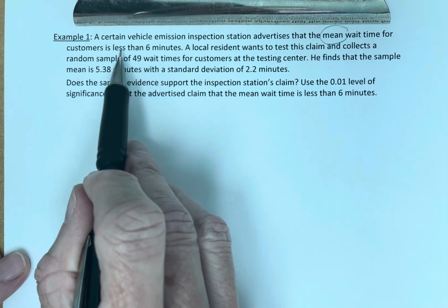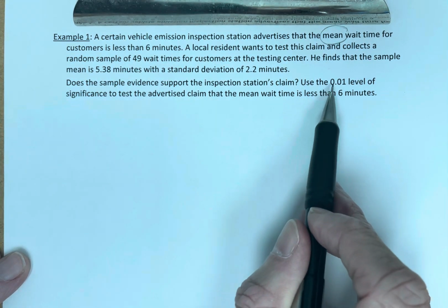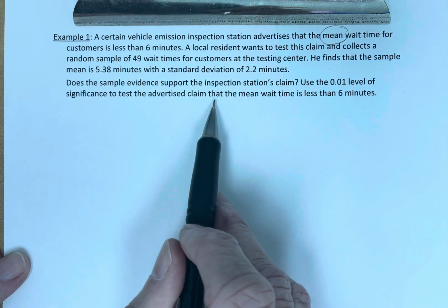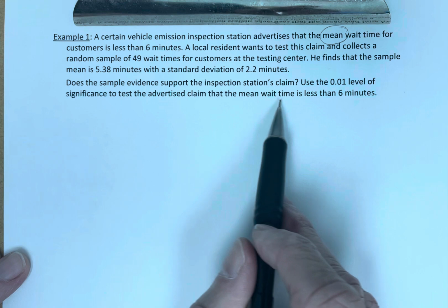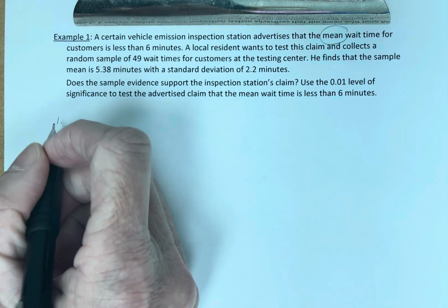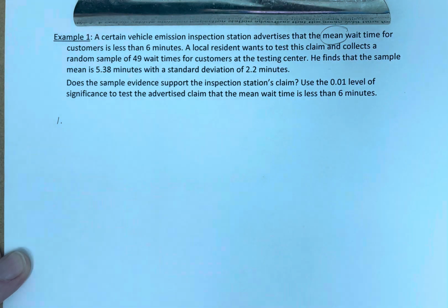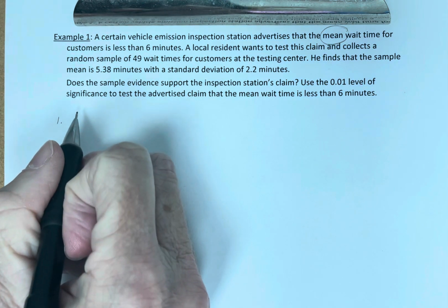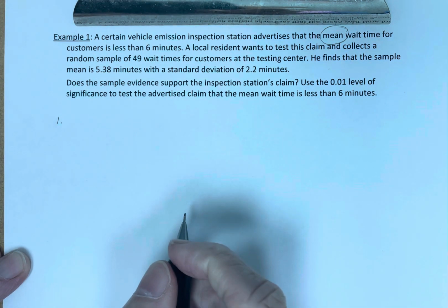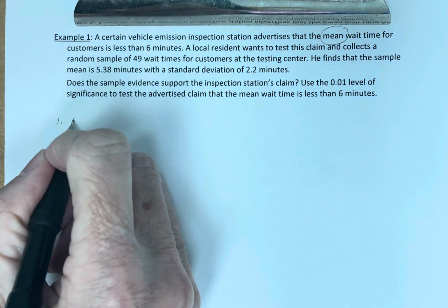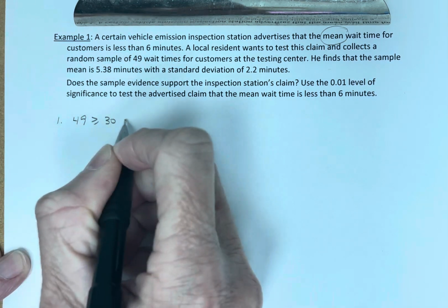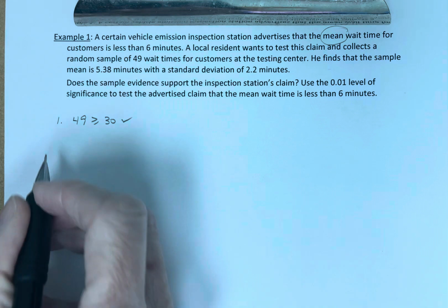Okay, his claim is less than 6 minutes. Use the 0.01 level of significance to test the advertised claim that the mean wait time is less than 6 minutes. Okay, number one, conditions. We're talking about a population mean, so we need to be told the population is normally distributed, or we need a large enough sample size. Well, our sample size is 49. That is greater than or equal to 30. We get to move on.